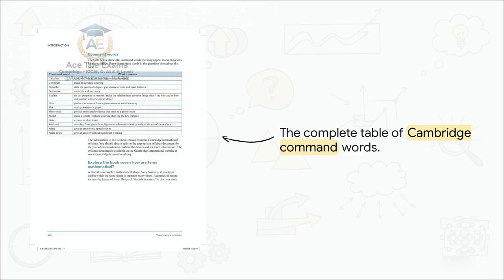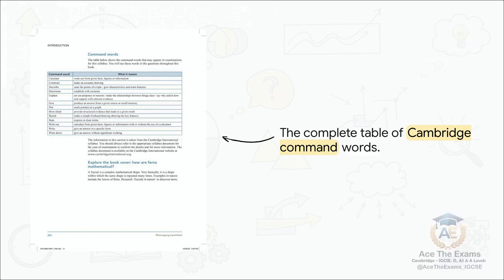Challenge 1, the data scan. Imagine a complex mathematics data chart in front of you. You have 60 seconds. If the command word next to this data says describe, what do you do? Time is ticking. If you start calculating means and medians right now, you fail. Why? Because describe means state the points of a topic or give characteristics and main features.